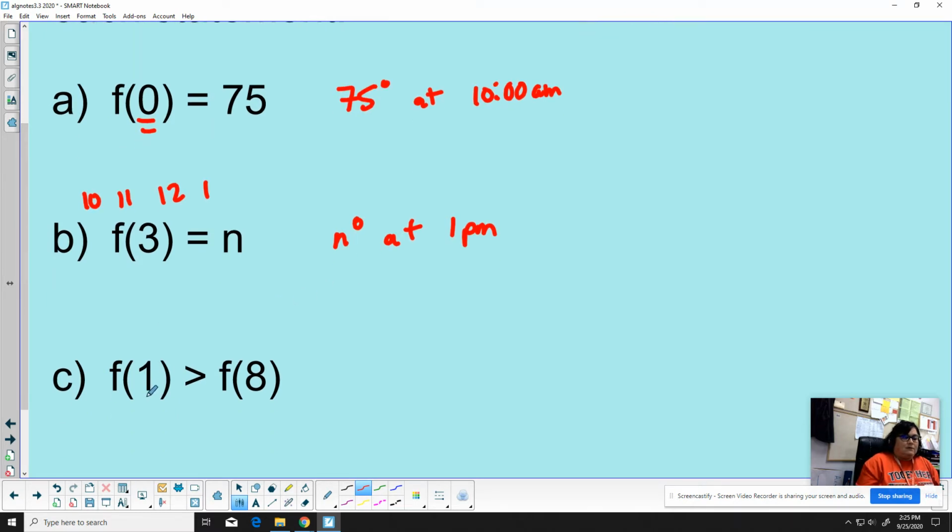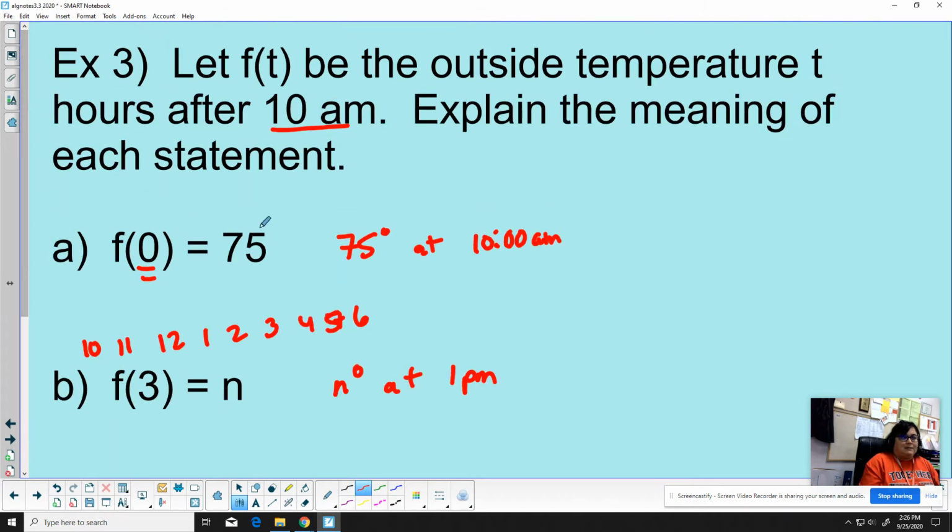Okay, and then here it says at 11 o'clock, the temperature outside is hotter or greater than the temperature at, let's see, we already started it up here. We're at 3. So 4, 5, 6, 7, 8. So at 6 p.m. the temperature is hotter. We don't know what the temperature is. We just know at 6 p.m. it's hotter than at 11 p.m. So the number inside is how many hours away from 10 a.m. it is. The number on the right is the temperature outside.